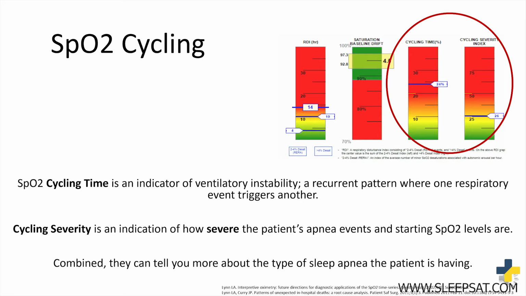SpO2 cycling time is an indicator of ventilatory instability, a recurrent pattern where one respiratory event triggers another. Cycling severity is an indication of how severe the patient's apnea events and starting SpO2 levels are. Combined, they can tell you more about the type of sleep apnea the patient is having.